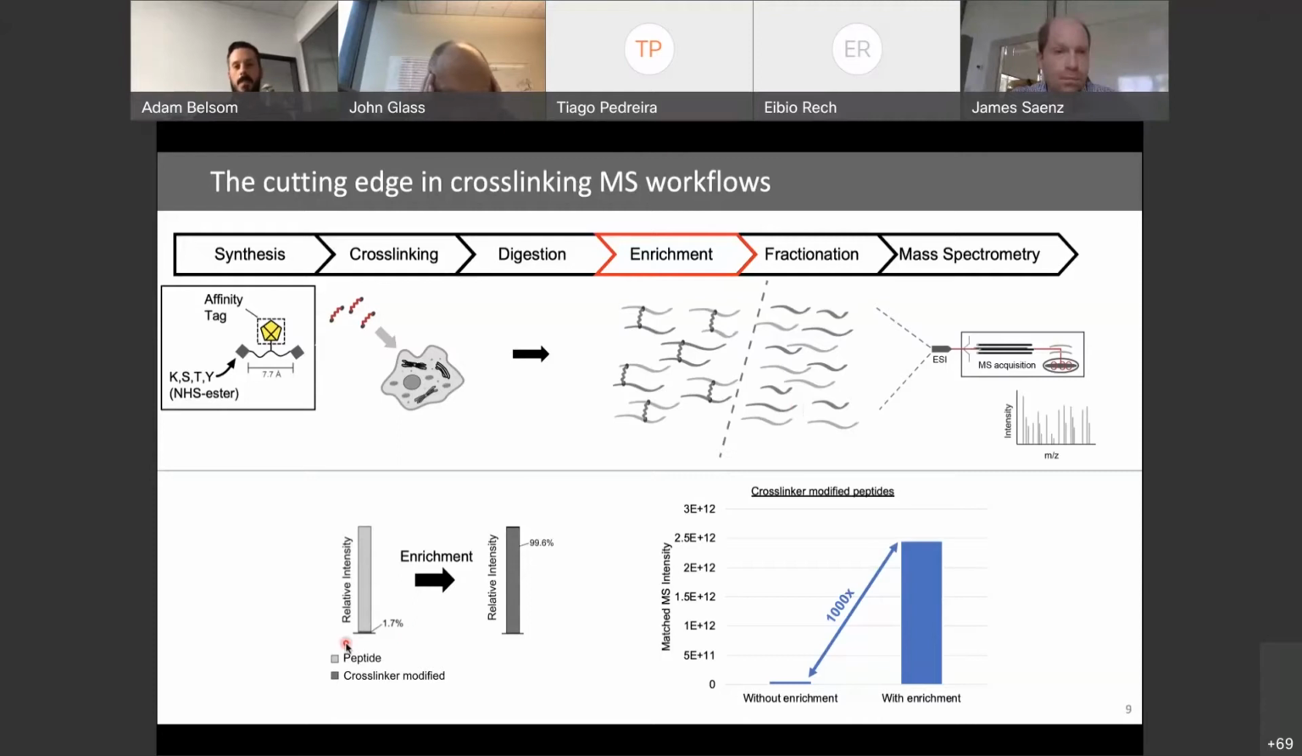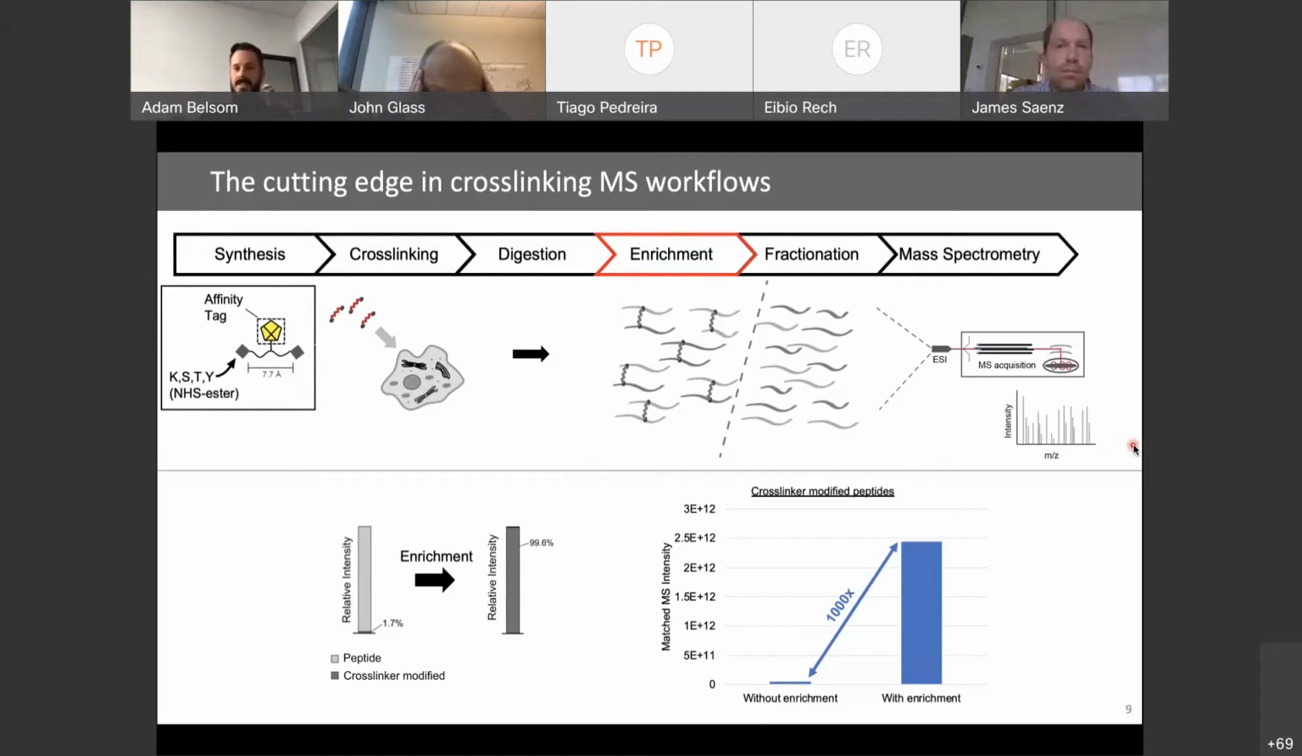So in our total sample, only 1.7% of what we match in the mass spectrometer is actually cross-linker modified. However, the impact of enrichment is that after enrichment, 99.6% of the peptides that we identify are cross-linker modified. Furthermore, we can increase the intensity of what we match by 1,000 times. So this means that we can go much, much deeper with our analysis.